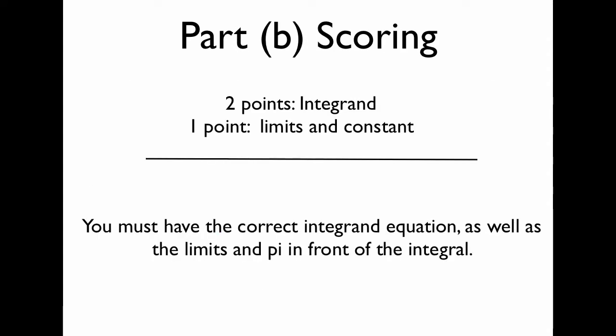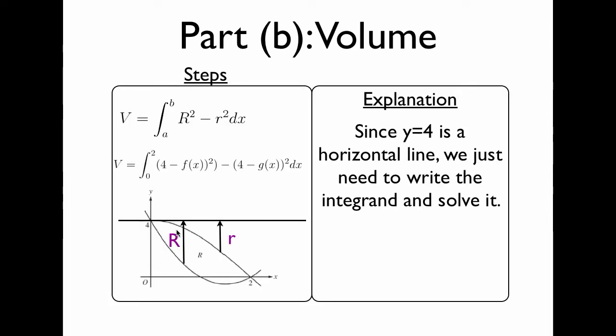If we look at the scoring here, there was 3 points, 2 for the integrand, because again that's probably the challenging part, and then 1 point for the limits and the constant. So you wanted both the 0 to 2 as the limits on the integral and pi out in front of the integral to get that third point. For the equation, there was probably a little bit of partial credit, but not much, because generally if you understand this idea, you probably got 4 minus f of x and squared it, and similarly over here. So probably only for extremely minor mistakes would they give partial credit.